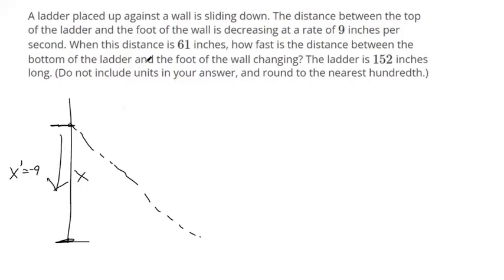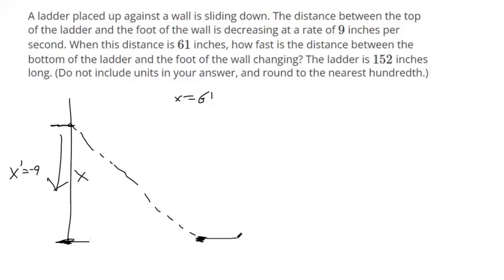And they tell us when the distance is 61 inches, how fast the distance between the bottom of the ladder. Oh, maybe I've misinterpreted. Hold on. Top of the ladder and the foot of the wall. No, that's right. When this distance is 61 inches, so when x is 61 inches, how fast is the distance between the bottom of the ladder, which is this, I guess, and the foot of the wall changing?